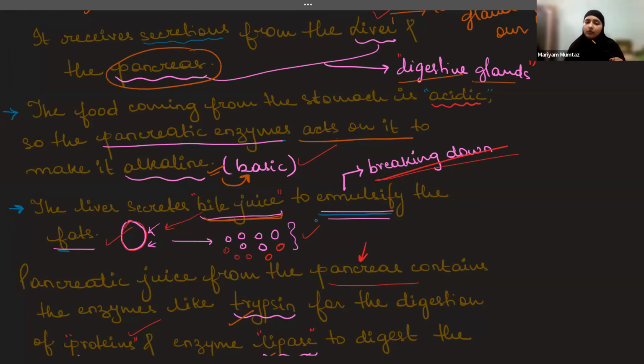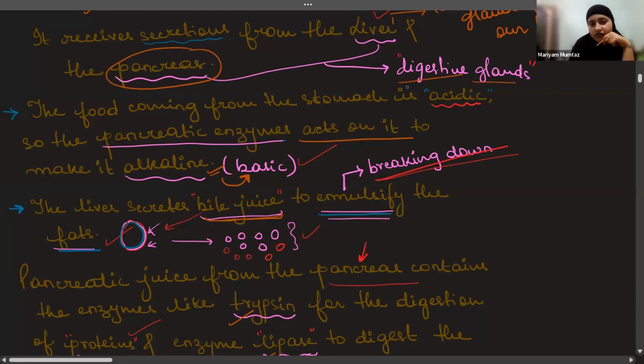Now, whatever fat molecule is there in our food, the emulsification process means breakdown, putting it into pieces. So the bile juice breaks down the fat molecules into smaller structures.